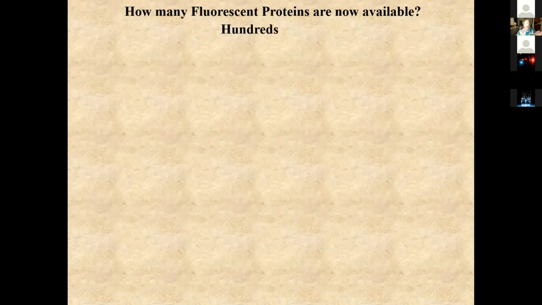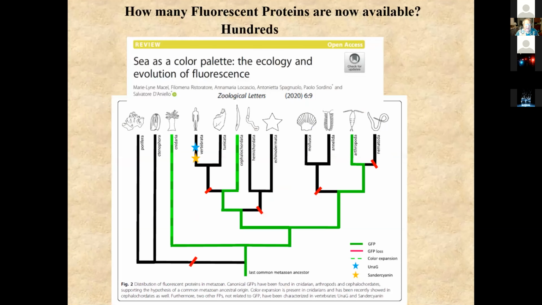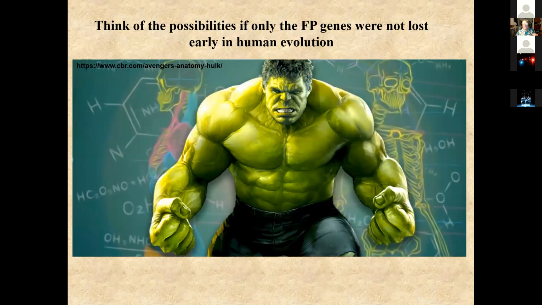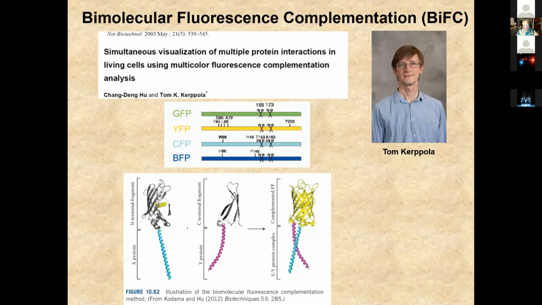How many are there? Well, hundreds. I asked Richard Day, he says, who knows, hundreds and hundreds. And he gave me this nice paper where you can look at the evolution of the green protein and how some species lost it early on and some kept it right to the end. And humans lost it later than some others, but we did lose it. And I like to think that it's unfortunate. Think of the possibilities if fluorescent protein genes were not lost early in human evolution. But that's another story.